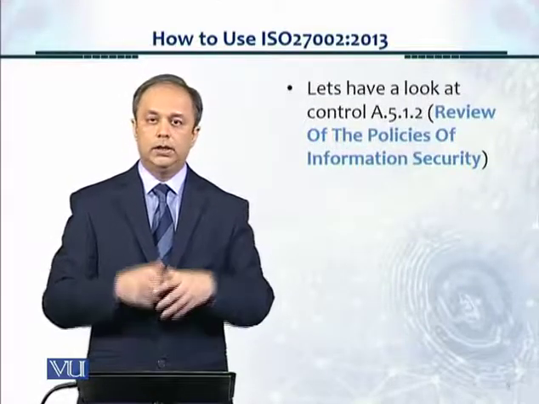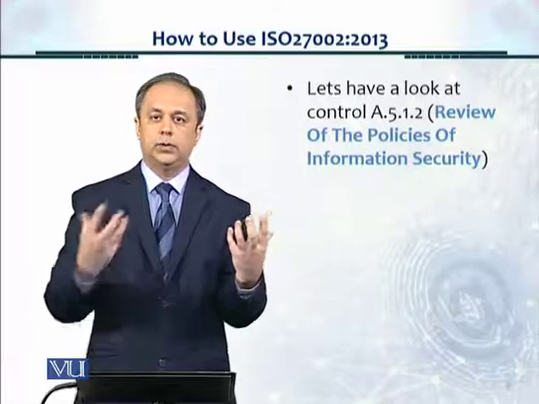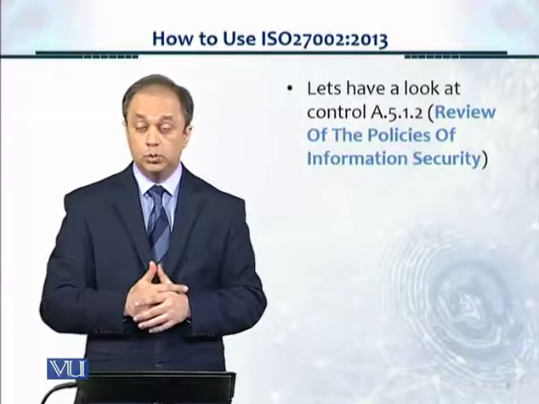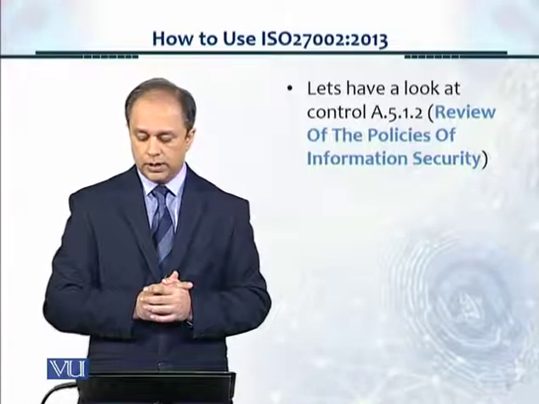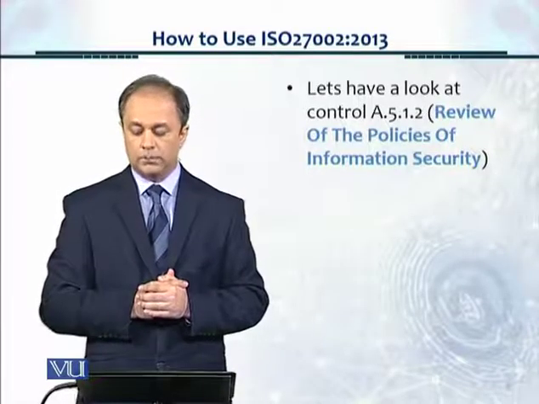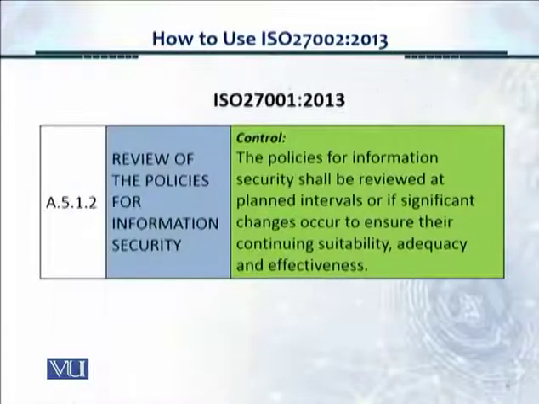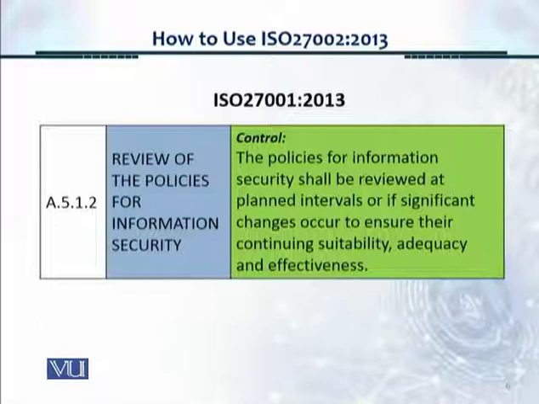So let's have a look at control 5.1.2, and let's take a look at both 27001 and 27002 and learn how to use these two standards together. So 5.1.2 is review of the policies for information security. So this is the actual control from 27001, review of the policies for information security. The policies for information security, in green, as you can see in the green section, shall be reviewed at planned intervals or if significant changes occur to ensure their continuing suitability, adequacy, and effectiveness.